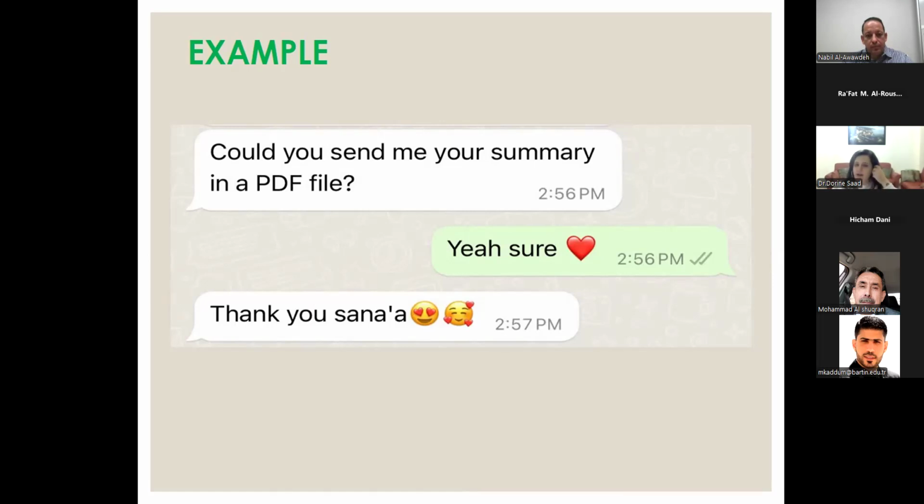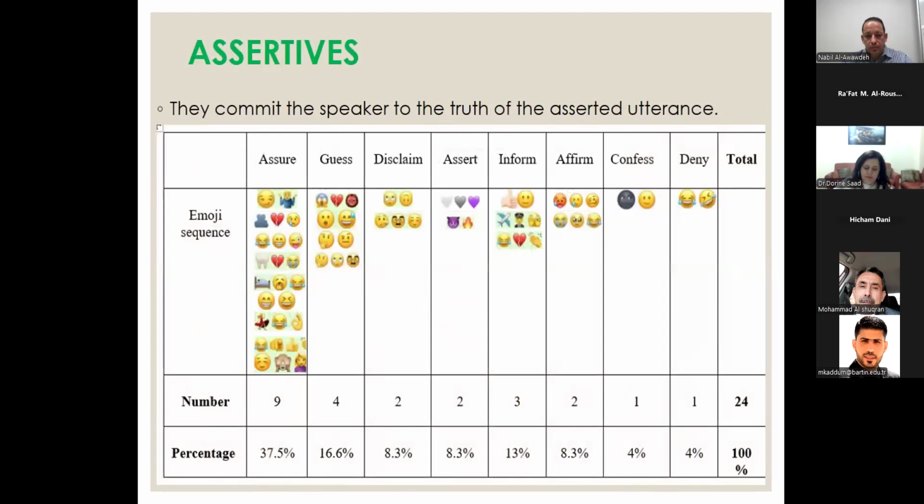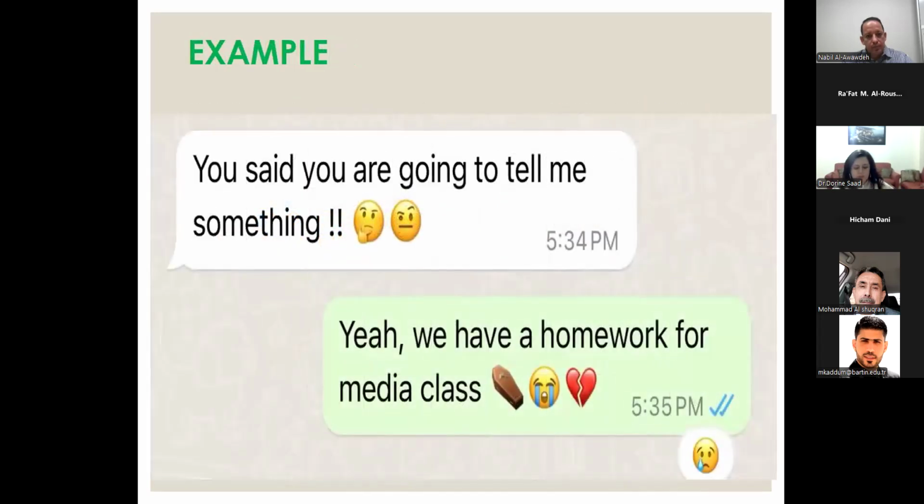Of course, anyone can ask a question: the speaker could have used only one emoji. Yes, you could, but sometimes they opt to choose more than one, maybe to enhance the function of their speech. Now, the second function is assertives, and these usually commit the speaker to the utterance. They commit the speaker to what they say. And they include assurance, guessing, exclaiming, asserting, informing, affirming, and of course, assertives come in the second place.